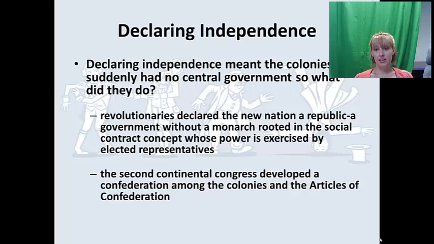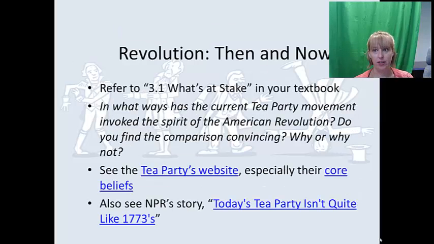So the Second Continental Congress develops these Articles of Confederation. This is really the precursor to our Constitution and in some ways a practice round. There were some things that did not go super well with the Articles of Confederation. We'll come back to that in a minute.